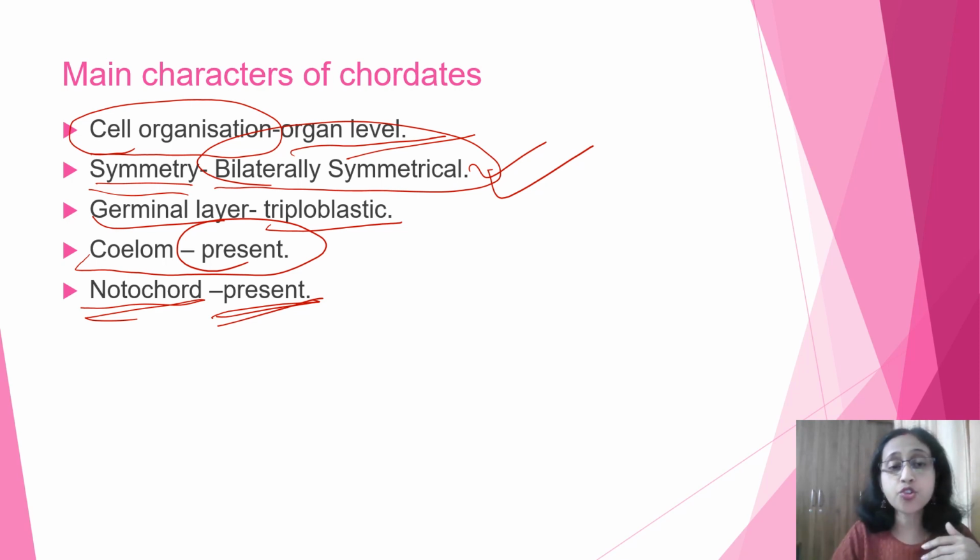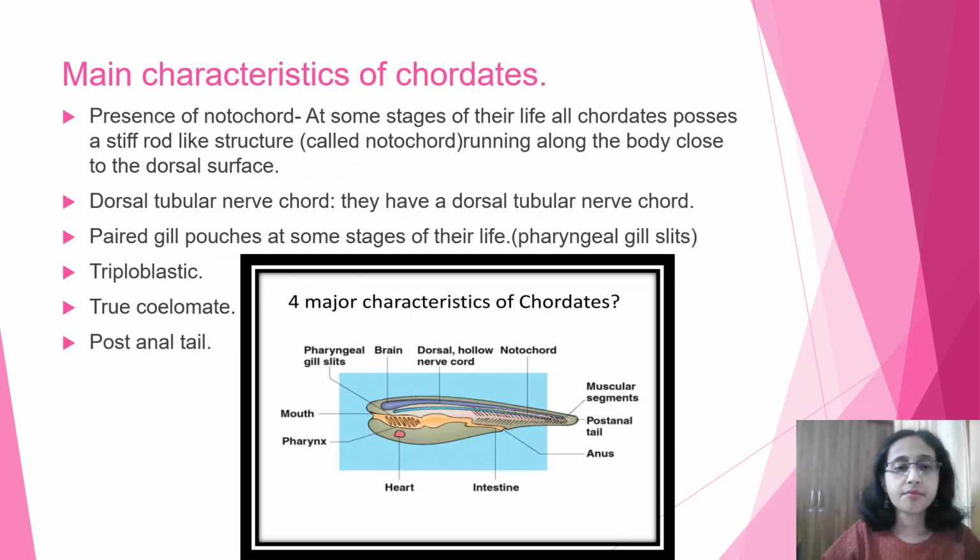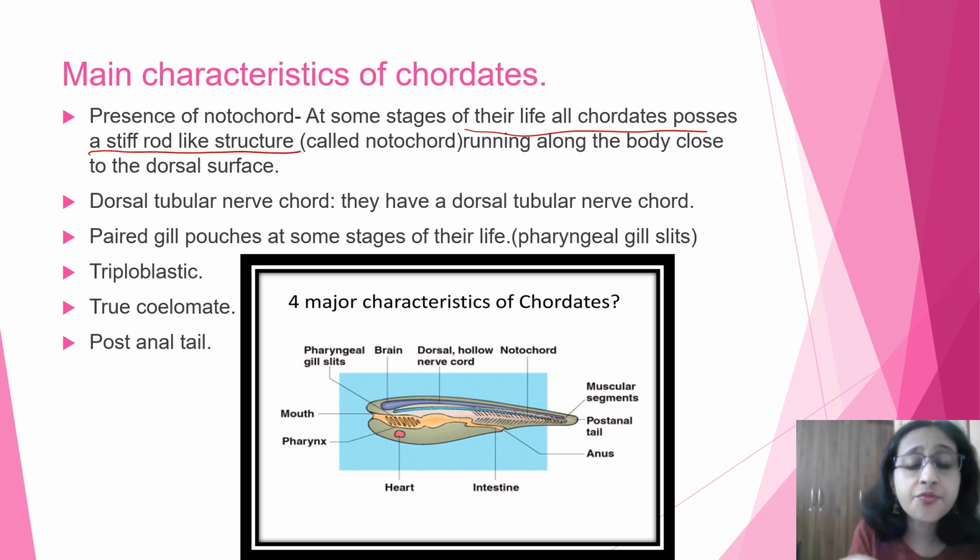Now let us move on to the other characters. Based on the characteristics in the previous slide, I have discussed them a little more so that you can know what the notochord is. Seeing the diagram, we will discuss what they are. The first one is the presence of notochord. At some stage of their life cycle, all the chordates possess a stiff rod-like structure called the notochord, which runs along the body close to the dorsal surface.